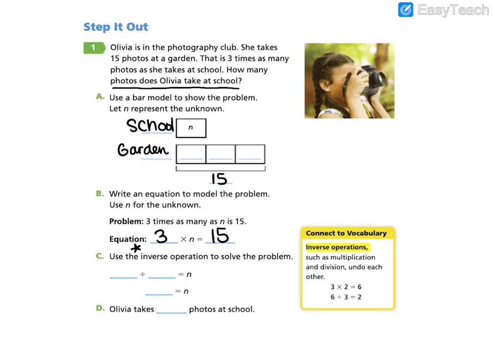We know that 3 groups of n will equal 15. So if we take that 15 and put it into 3 groups, then n will tell us how many are in each group. So 15 divided into 3 groups would equal 5 in each group. So that shows us that Olivia will take 5 photos at school.